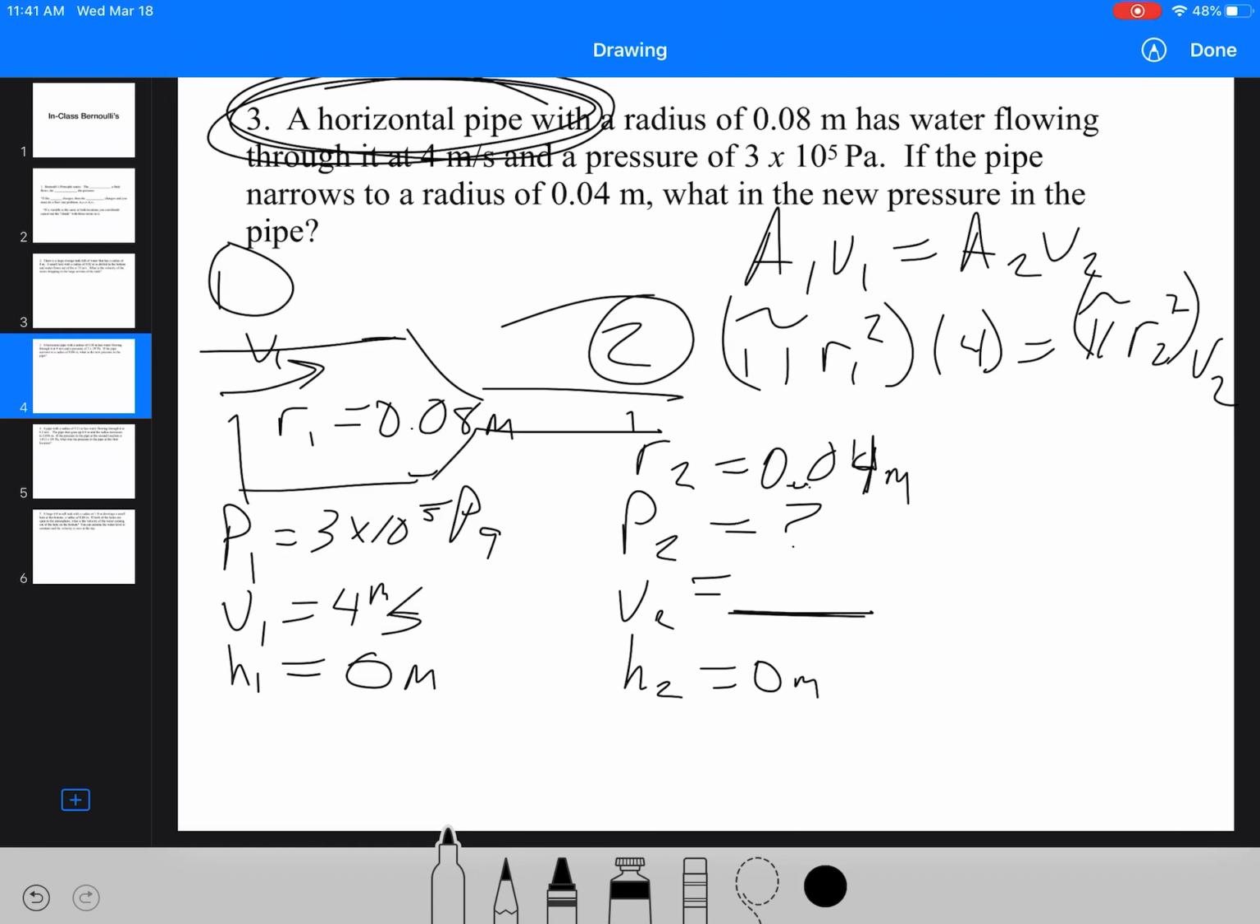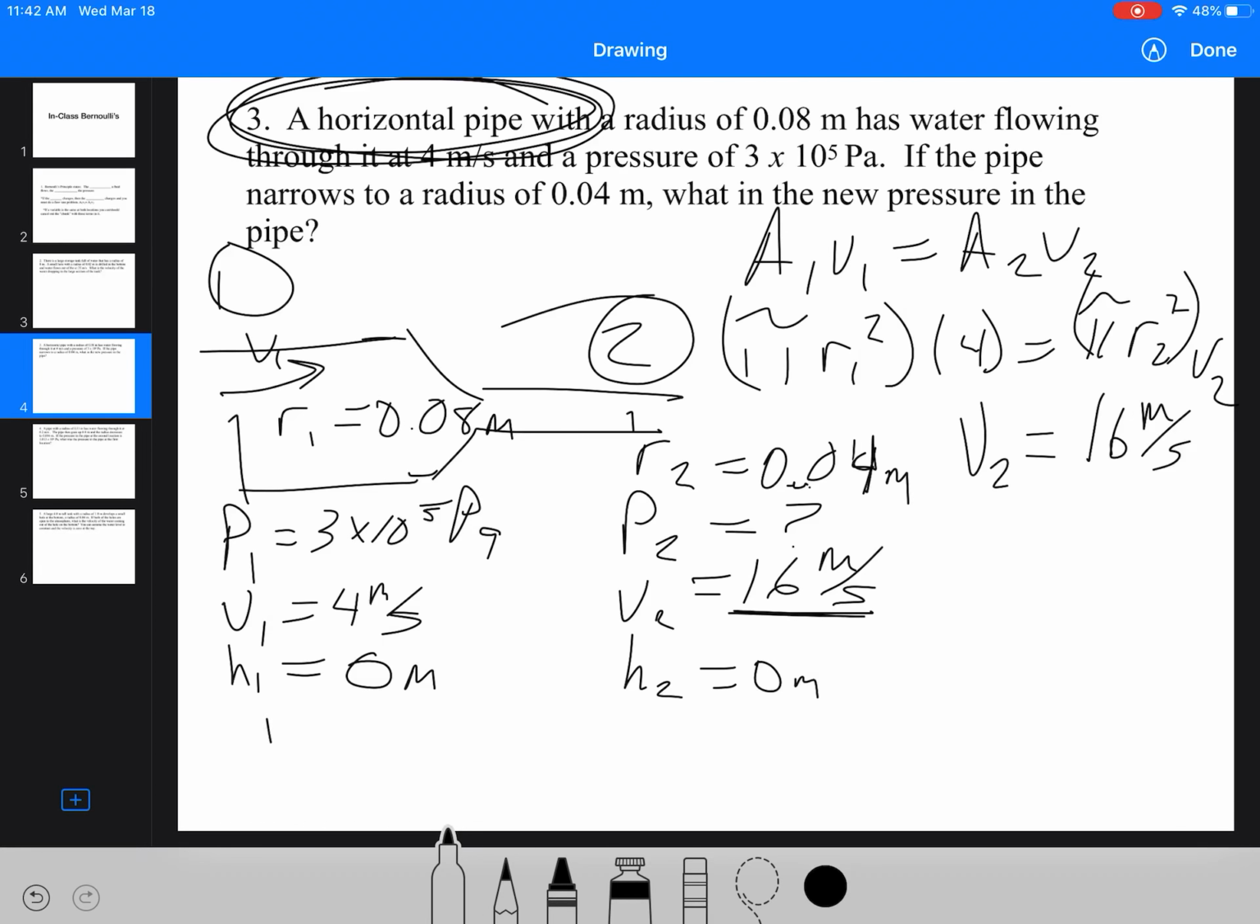And unfortunately, poor planning on my part, I don't have a calculator in front of me at this very second, but I'm almost certain, and I will verify this, that because my radius is cut in half, my area decreases by a factor of 4, which means my velocity is going to increase by a factor of 4. So we're going to get a velocity of 16 meters per second. Okay, so because of that, we can say my velocity at location 2 is equal to 16. Then we can plug this into Bernoulli's.